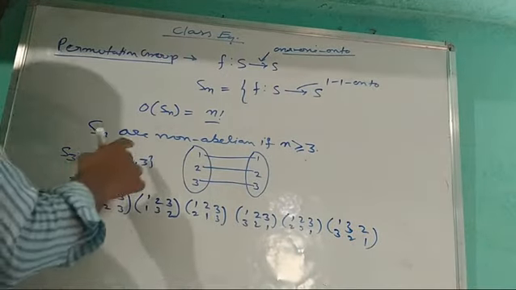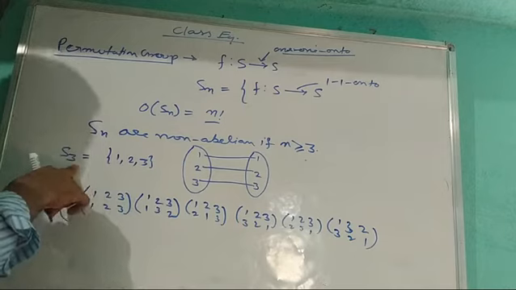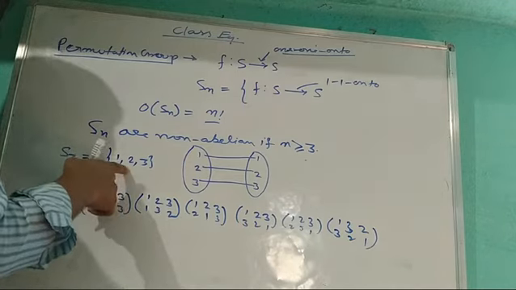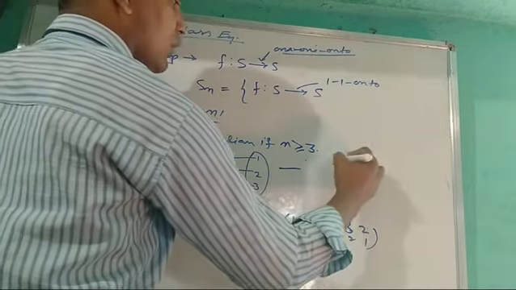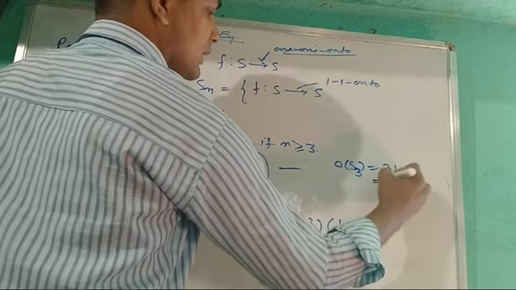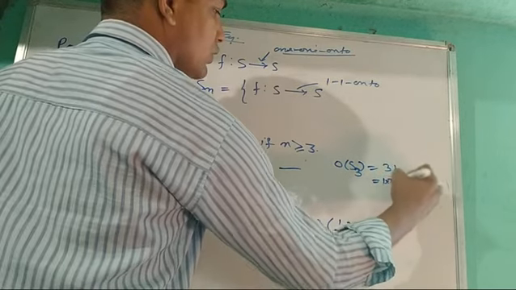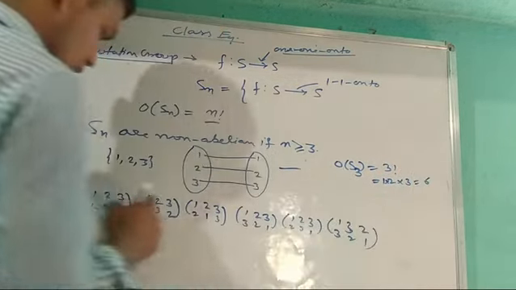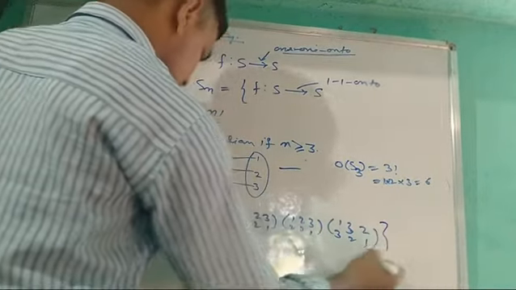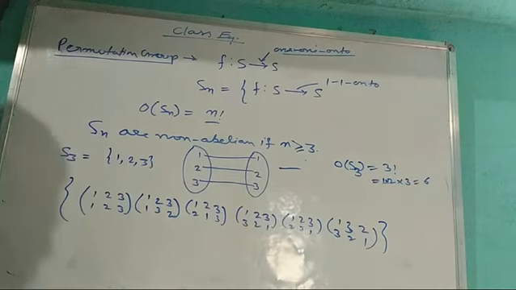Because we have three elements, the number of elements in this group is factorial 3. The order of S3 is factorial 3, which is 3 into 2 into 1, equal to 6. So the elements are 1, 2, 3, 4, 5 and 6. These are all the elements of this group.